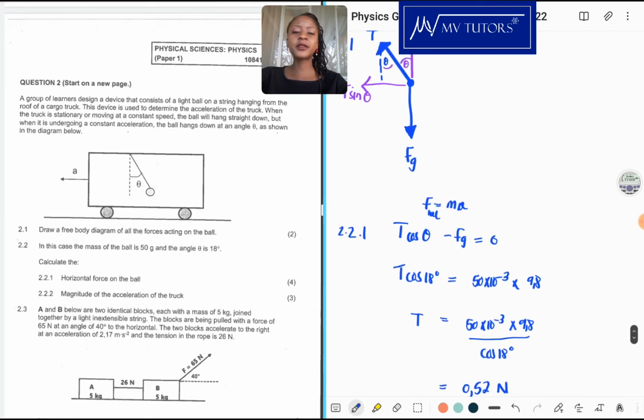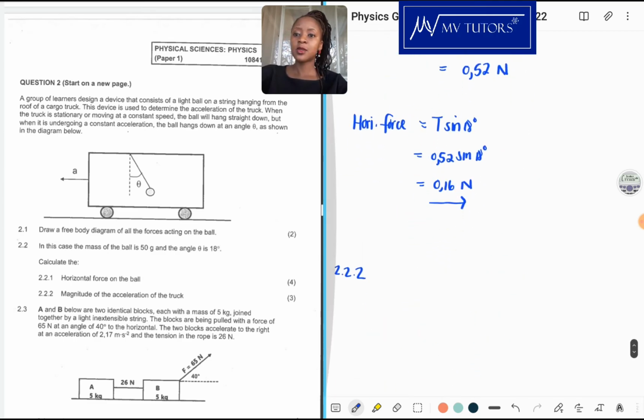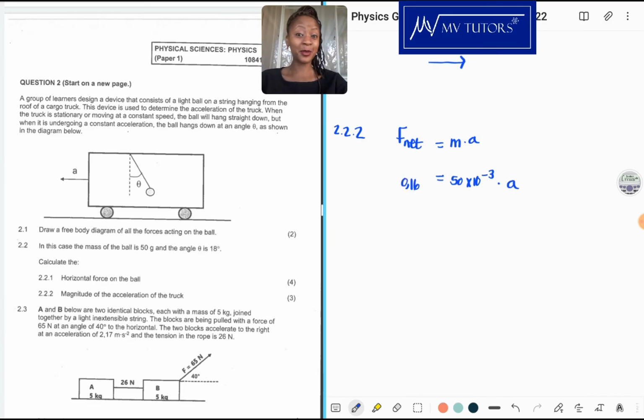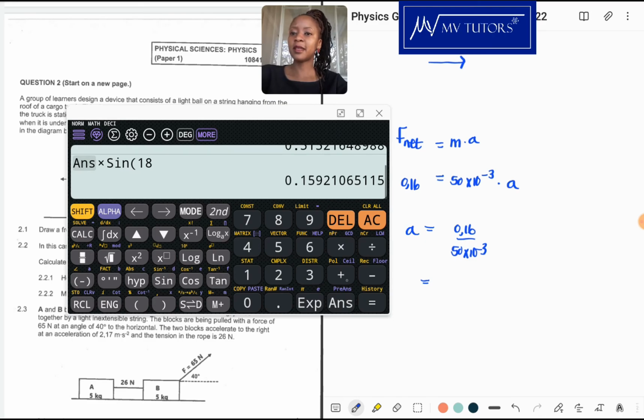So basically, in the horizontal direction, there's only one force. So we know that the resultant force, or net force, is equal to mass times acceleration. Our mass, we know that it's 50 times 10 to the negative 3. We are looking for acceleration. And the only force acting in the horizontal direction is the one we just calculated, 0.16. Hopefully you did not delete it from your calculator. So acceleration would be 0.16 divided by 50 times 10 to the negative 3. So we get that value, right?